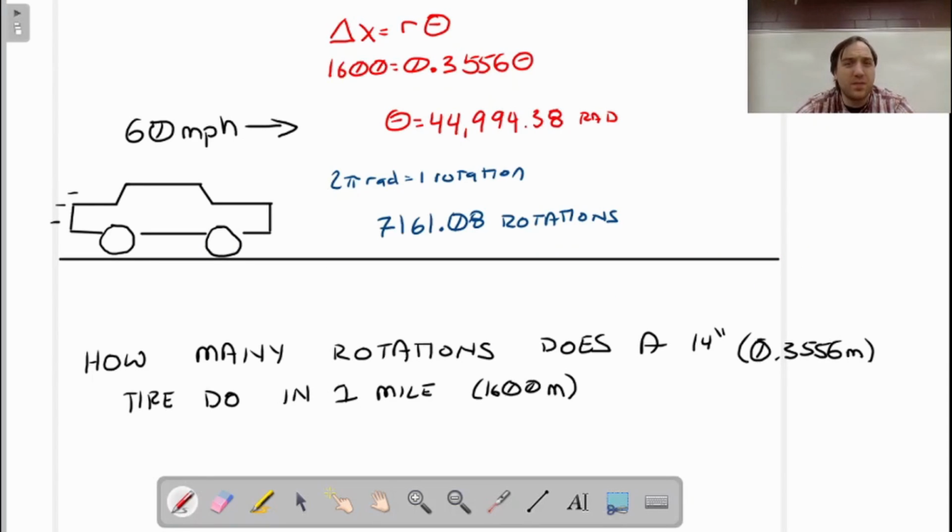If you've done your math carefully, you should get 7,161.08 rotations. If you only got the radians value, remember, radians is not rotations. There's 2 pi radians to a rotation. So you have to convert.